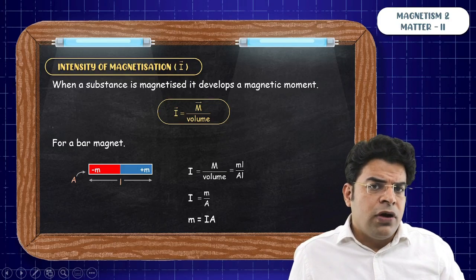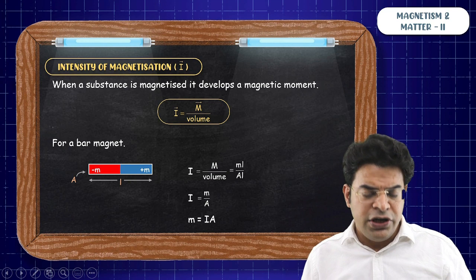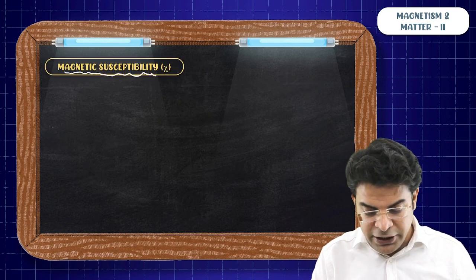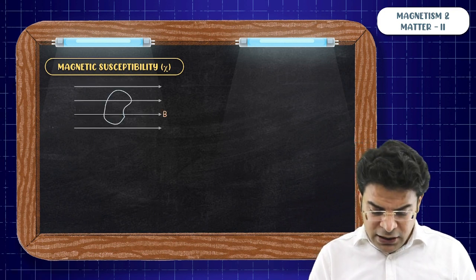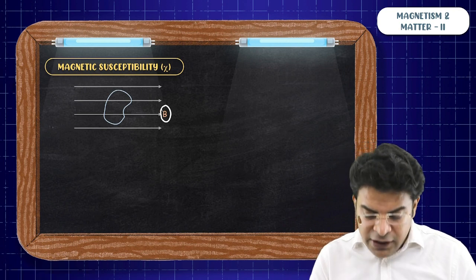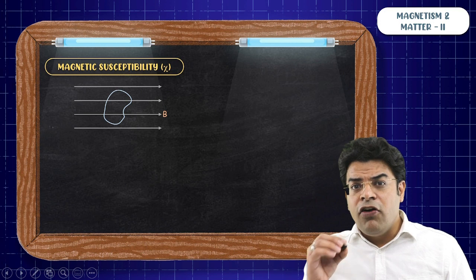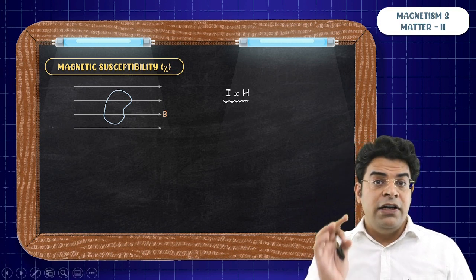So now let's talk about the quantity which correlates the magnetizing field intensity and the intensity of magnetization, and this quantity is called magnetic susceptibility. If, let's say, we have placed a material in an external magnetic field, this external magnetic field tries to magnetize the substance. Now the intensity of magnetization is directly proportional to the magnetizing field intensity.